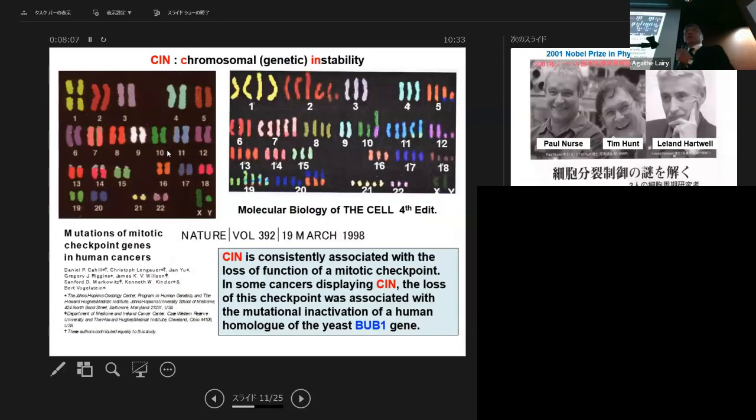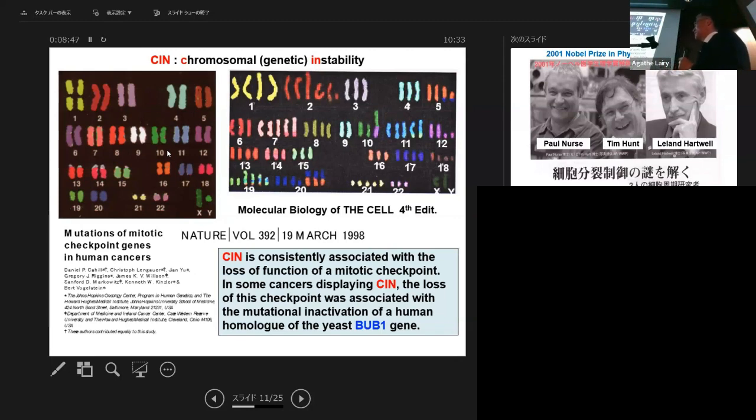On the other hand, this slide shows the phenotype of CIN, chromosomal instability, in cancer cells. Left is a normal chromosome in normal cells, and right is cancer cells. As you can see, abnormalities such as the number of chromosomes and translocation of chromosomes are observed in cancer cells. But the cause of this phenotype was unknown.